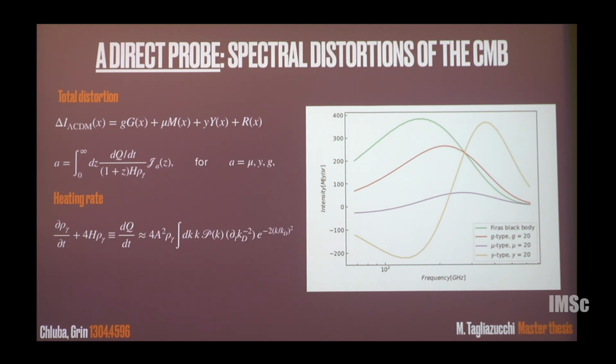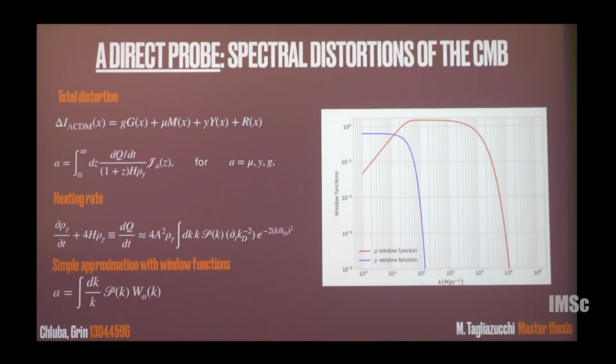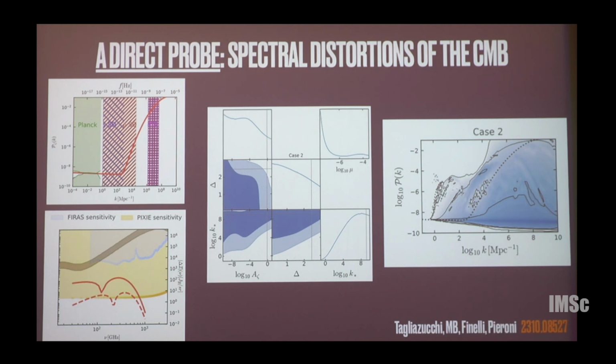Of course, these window functions are very, very large. Because of the reason I showed before, since the window functions are extremely large, you cannot hope to test fast varying oscillatory signals. You are only sensitive to the bulk of this bump in these window functions. We are essentially constraining the integrated power spectrum over a range of scales. These are the window functions. You see that they cover a very large range of wave numbers, and this is more or less an approximation of this A. And these are the constraints that you get essentially on the power spectrum.